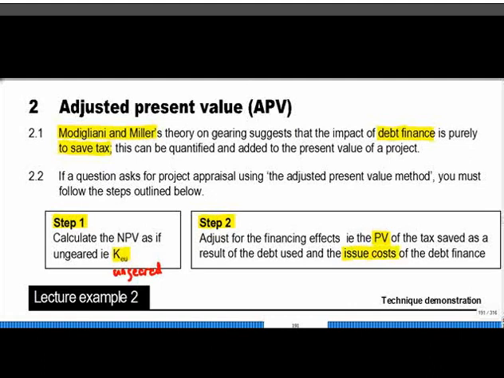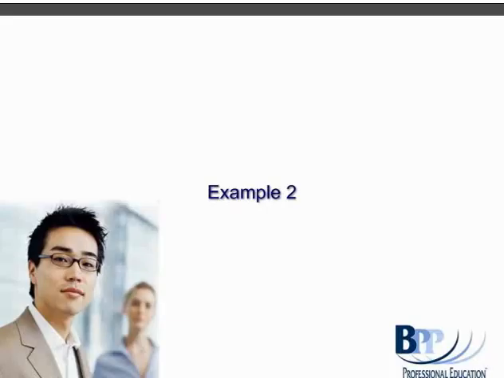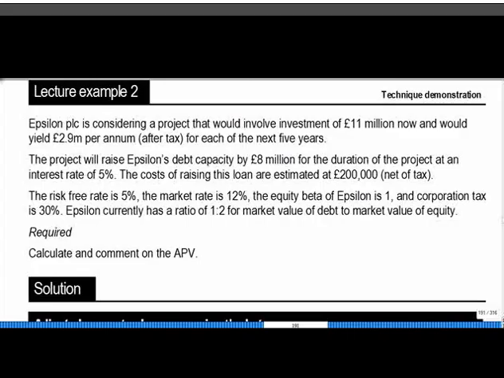We'll demonstrate APV by working through an exam standard lecture example. In lecture example 2, we're thinking about a fairly simple project that requires an investment of 11 million now and will yield 2.9 million after tax for 5 years. The complication is that we're going to finance this project mainly by debt. The example says that we've got the capability of borrowing 8 million, presumably because the project involves an investment in land and buildings against which we can secure a loan.